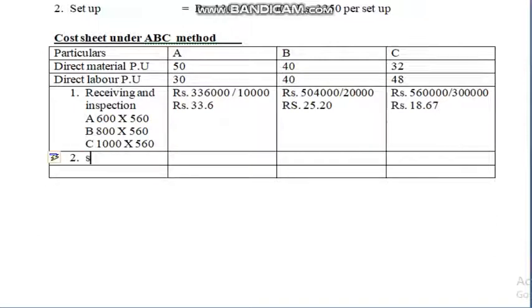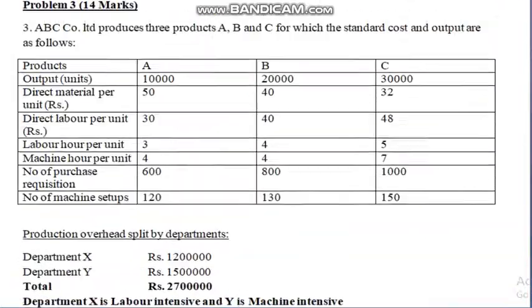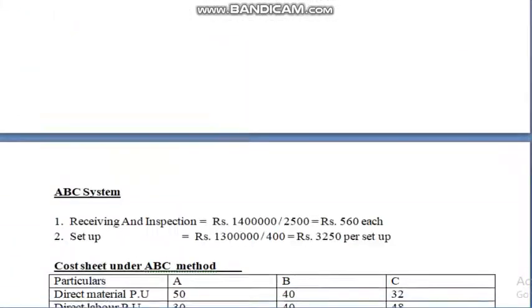For the second one, setup cost. Setup cost is based on the total number of setups. On product A, total number of setups will be 120, for product B 130, and for product C 150.